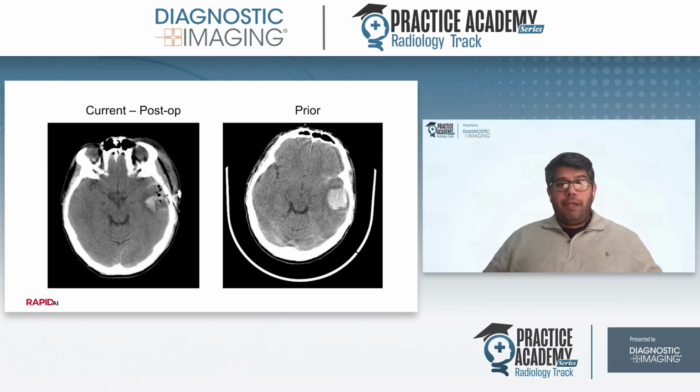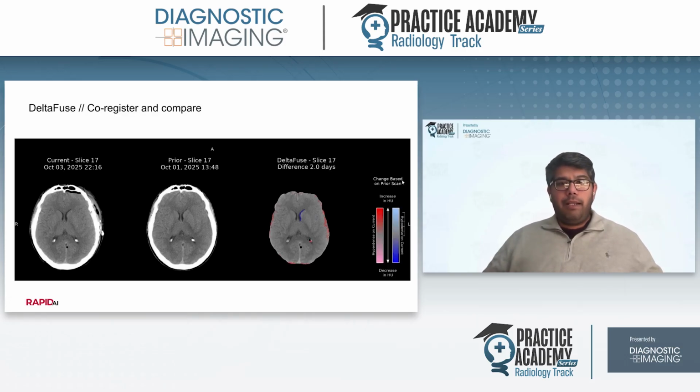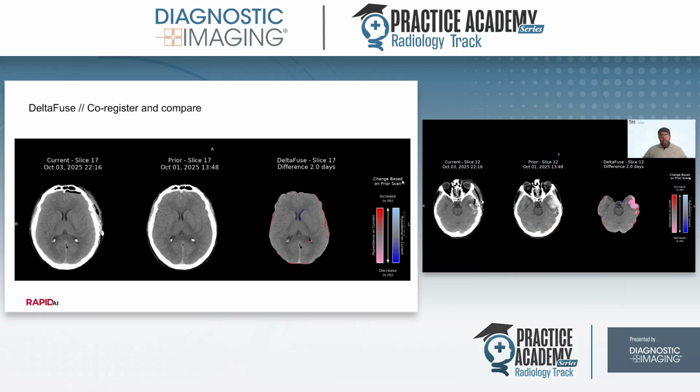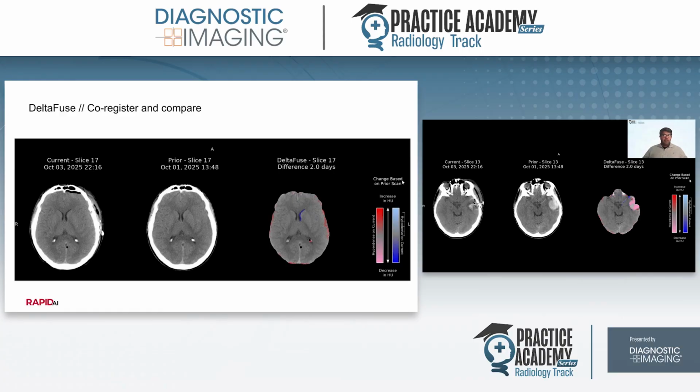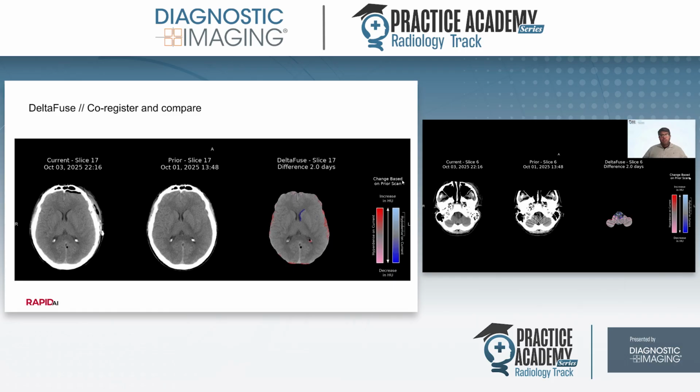helpful tool for me. So Rapid has the same tool called DeltaFuse. It does a couple of things. First, it will co-register the images along the same plane. So you can see right off the bat that both of these images, this is the current exam, this is the prior exam, they're now lined up at the same level. This makes my life much easier, and really all the clinicians who are trying to make this judgment, they can see how much of the hematoma has really changed.